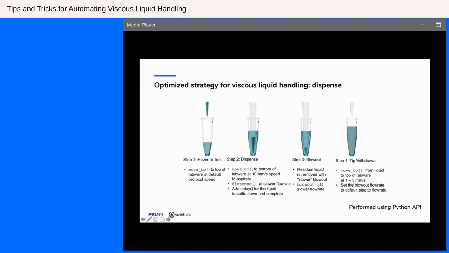of the tip. Now, once there is residual volume present at the bottom of the tip, we are going to remove this using a slower blowout. And after the slower blowout, we are going to withdraw the tip from the liquid at a slower withdrawal rate, which is 1 to 5 millimeters per second.